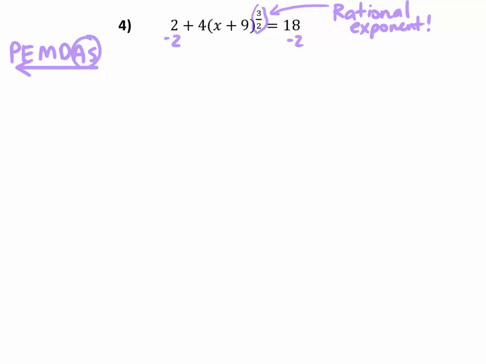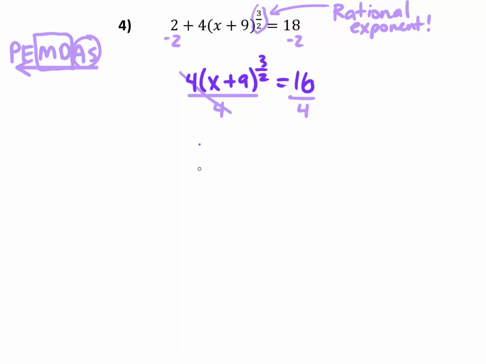That was that step. Okay, so we have 4 times this group, x plus 9 to the 3 over 2 power, and 18 minus 2 is 16. Okay, here we go. With the 4, do not distribute in. The exponent is controlling the group. You get rid of a 4 by dividing by 4. That cancels those things out. So you'll notice now I'm doing multiplying and dividing. I'm moving back up the order of operations.